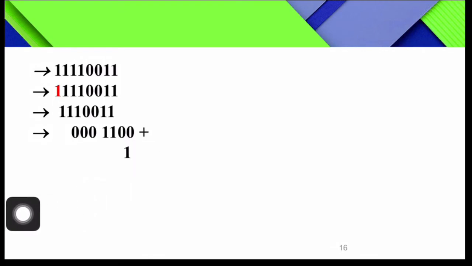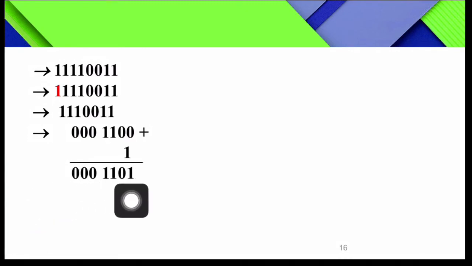Next we add a 1 to it based on basic laws of binary addition and get the result as 0001101. In fact, this is the binary representation of magnitude of that particular number. Now can anyone tell me what is the decimal equivalent of this binary number? It is nothing but 13. Then by appending this sign we get the result as -13. Clear?